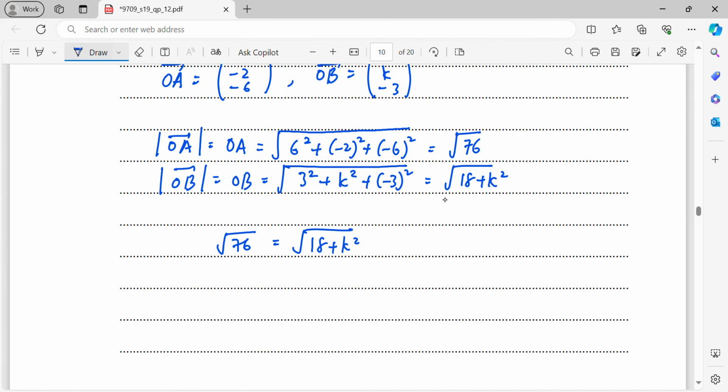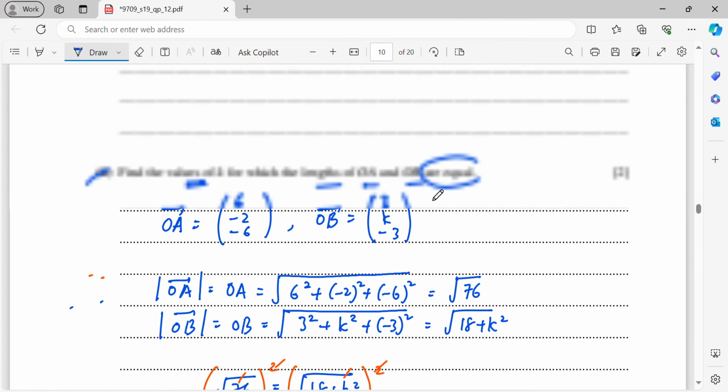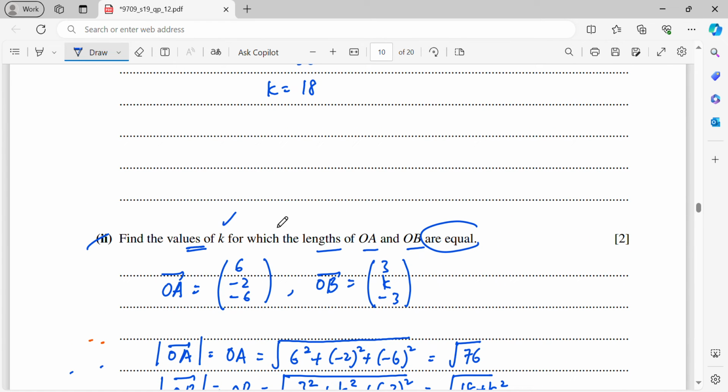So now you square both sides. So square and square root cancel off. Therefore, left hand side is 76, right hand side 18 plus k squared. So your k squared is 76 minus 18. That is going to be 58. Then your k will be plus minus square root 58, right? So find the values of k.